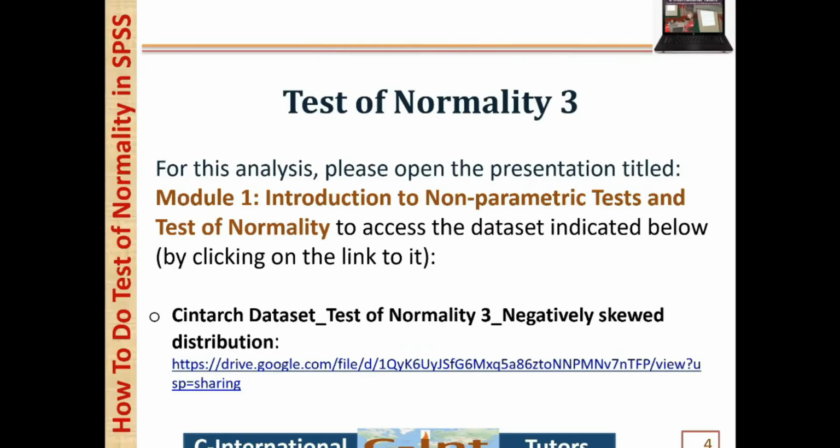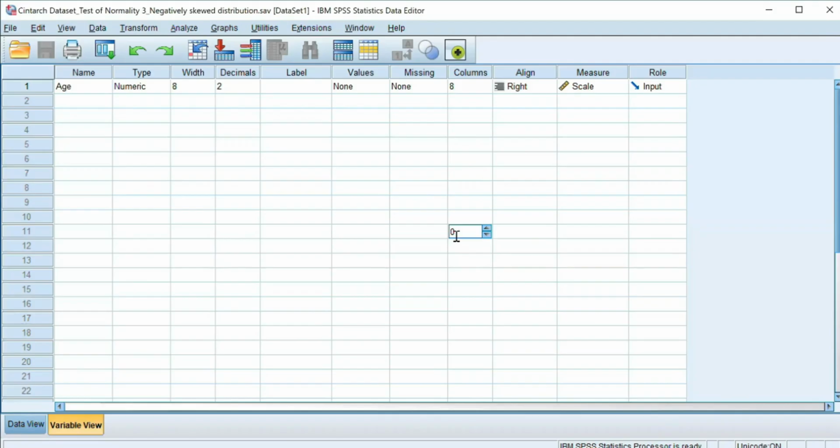We are now going to do test of normality 3. For this analysis, please open the presentation titled Module 1, Introduction to Non-Parametric Tests and Tests of Normality, to access the data set indicated below by clicking on the link to it. The data set for test of normality 3 is open. It contains a variable named age.